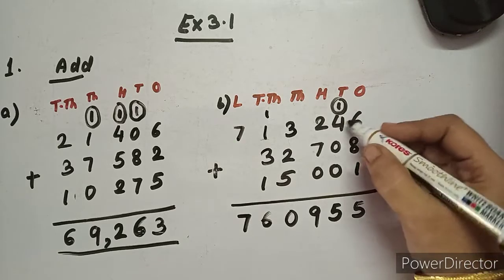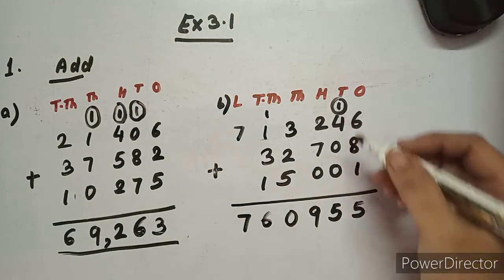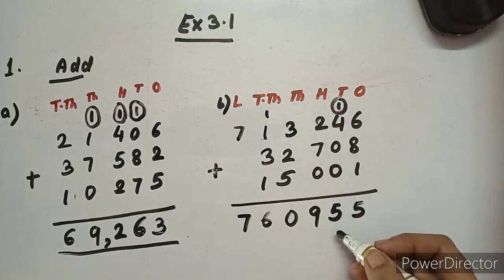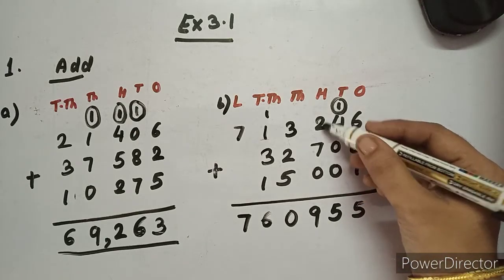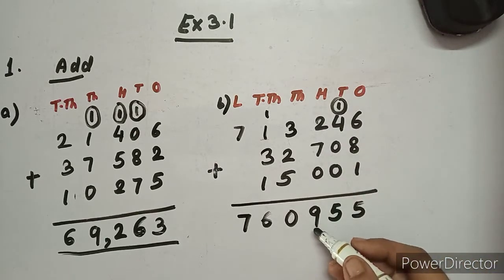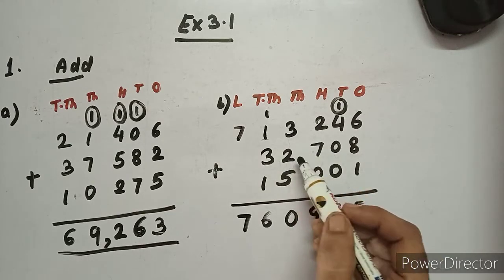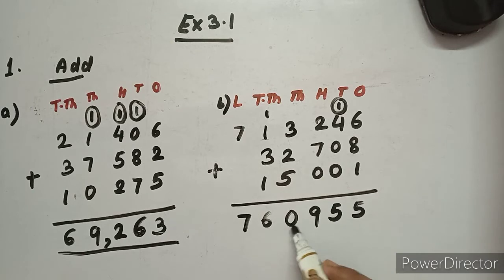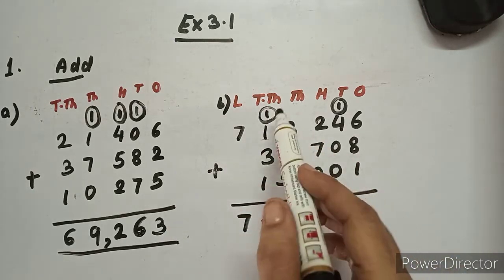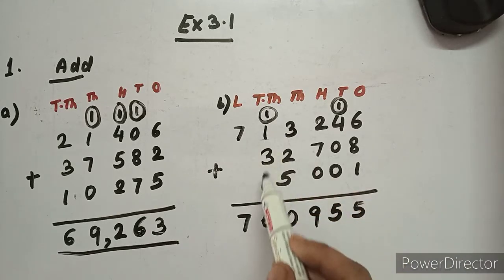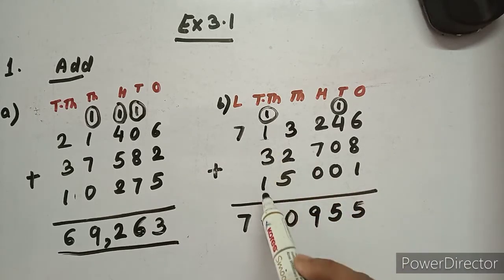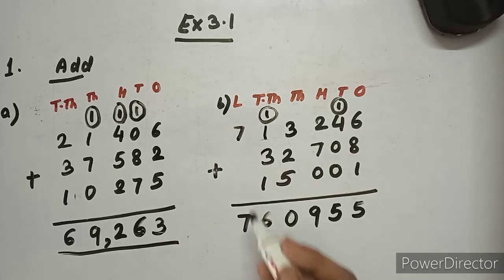Okay, then 4 plus 1 is 5, here 0, so 5 I have written. Then you have 2 plus 7, 2 plus 7 is 9. Then you have 3 plus 2, 3 plus 2 is 5, 5 plus 5 is 10. So 0 and 1 as carry over. Okay, then 1 plus 1 is 2, 2 plus 3 is 5 and plus 1 is 6. Okay, and here you have 7, so write 7 here.